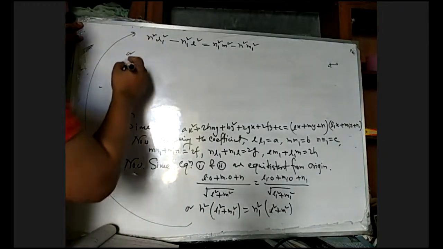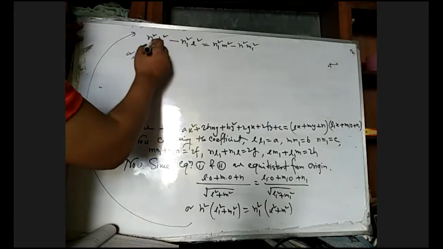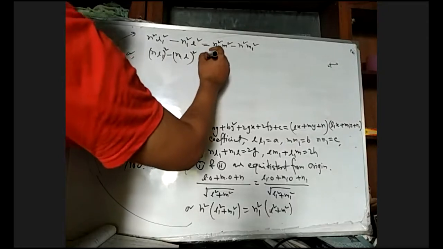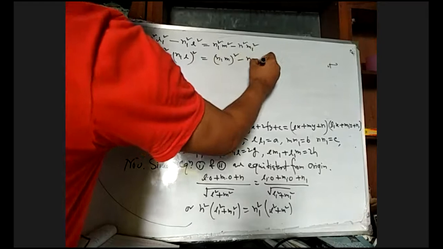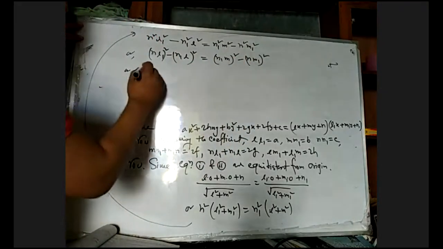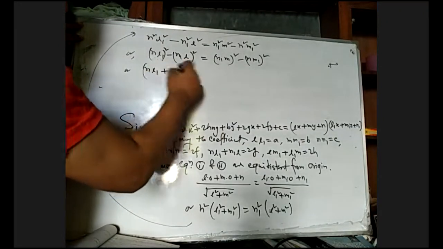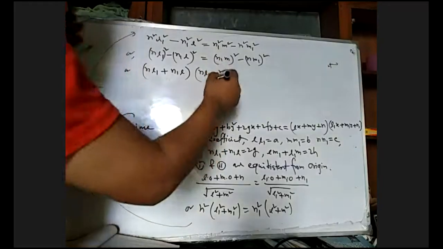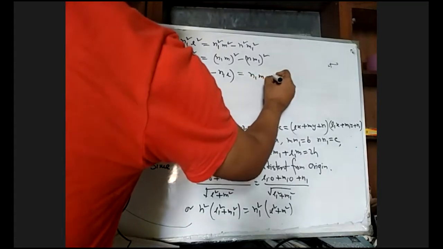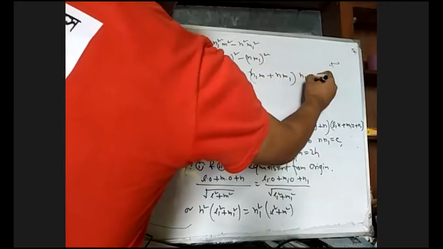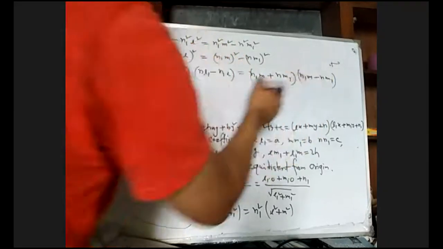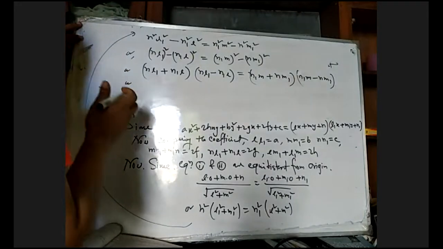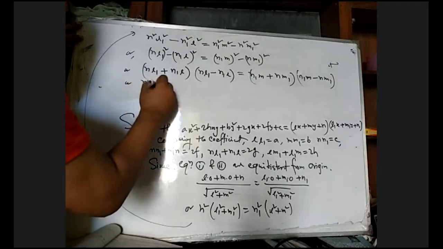Using a plus b into a minus b, we can write this as (n l1 minus n1 l)(n l1 plus n1 l). Similarly, (n1 m) whole square minus (n m1) whole square. So by the a square minus b square formula, it will be (n1 m plus n m1)(n1 m minus n m1). From this part, n l1 plus n1 l.